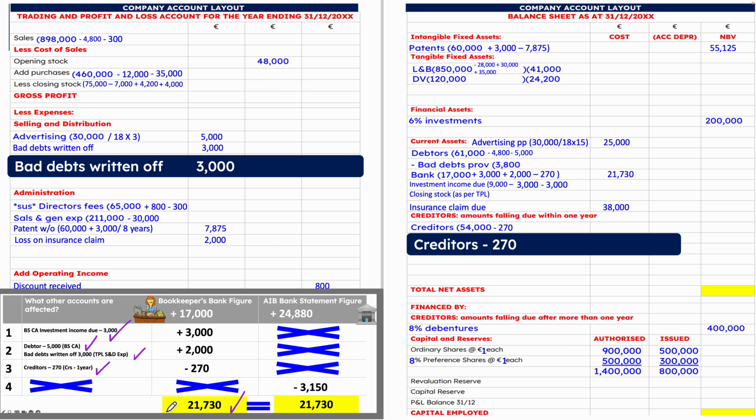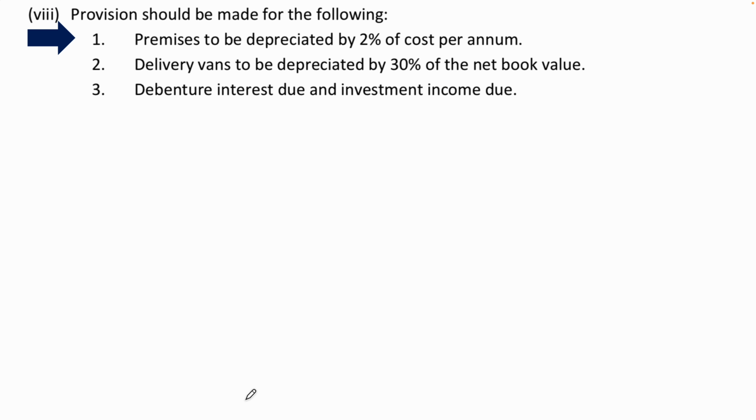So it looks like a hell of a lot, but you just break it down bit by bit. You'll definitely get the bank figure right because you know the two amounts have to equal. So you'll figure out where you went wrong along the way if you have, and you'll come to the same answer when you play around with it a bit. Okay, adjustment number 8 then.